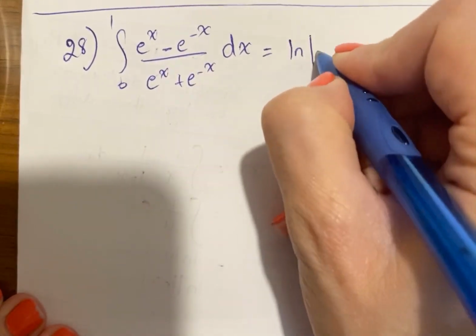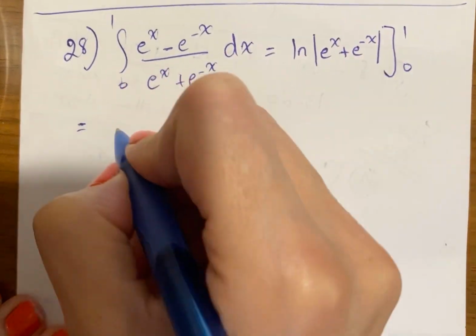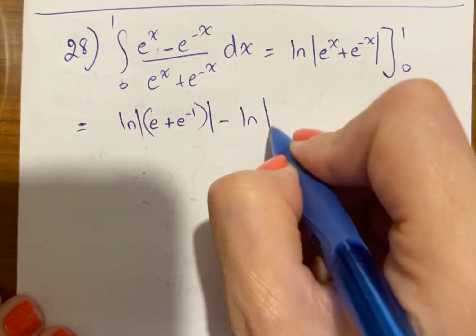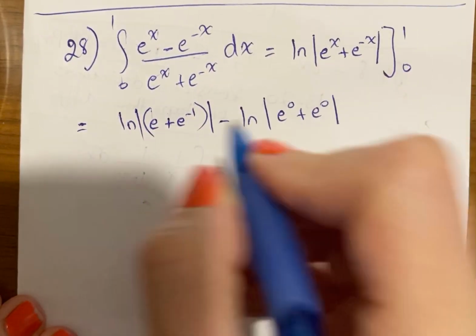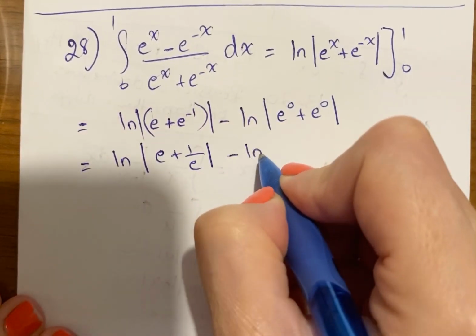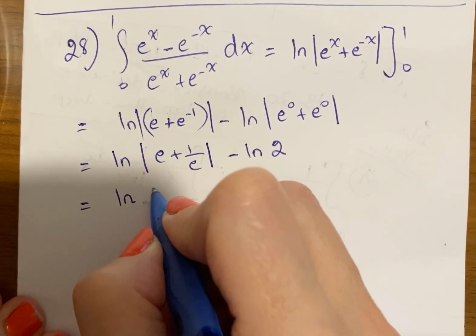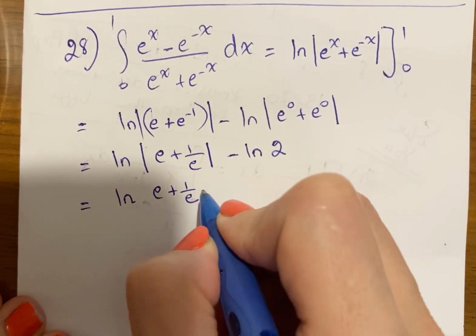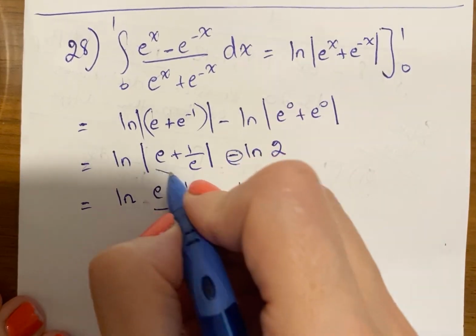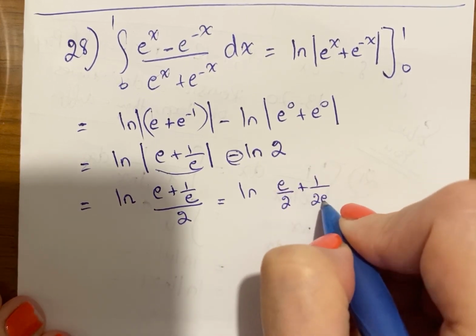So this is nothing but ln f of x from 1 to 0. I substitute 1, I get, minus, I substitute 0, I get this. So this is ln of e plus 1 over e, minus ln of e to the 0 plus e to the 0, 1 plus 1, 2. I can write this as ln of e plus 1 over e, over 2, because minus becomes division, and these are always plus, so I can drop the absolute value. So it's e over 2 plus 1 over 2e.